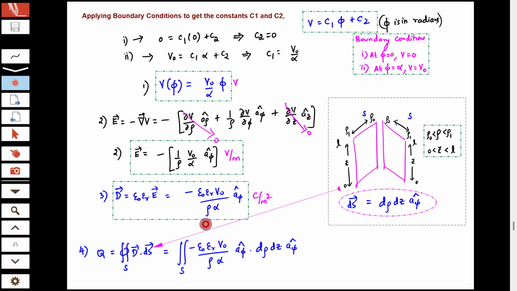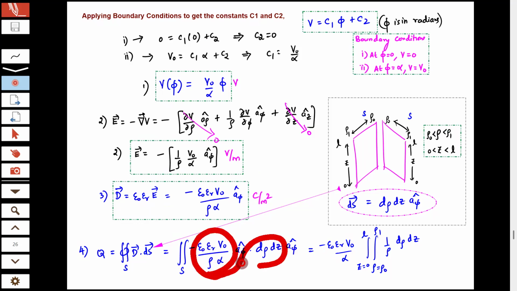So we can multiply this D vector and ds vector. Taking the dot product, you'll get epsilon naught epsilon r V naught by rho alpha into d rho dz. Now constants can be taken outside. Here the variable of integration is rho and z, so other than rho and z, we can take the constants outside. So epsilon naught epsilon r V naught by alpha are constants.